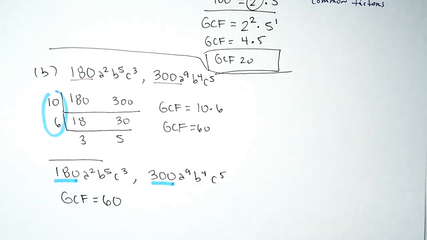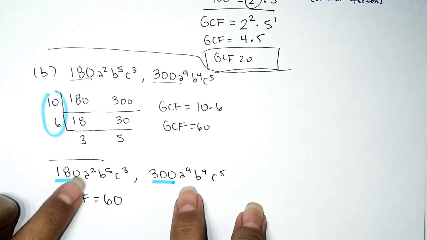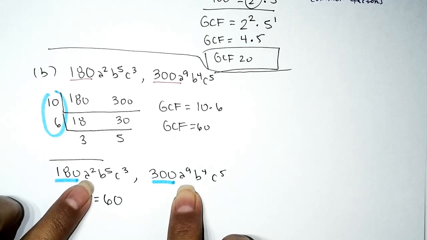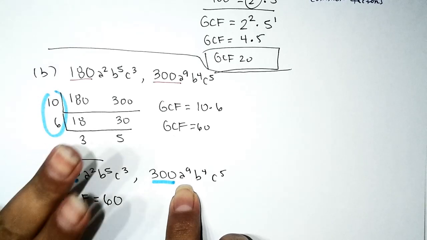But we want to know, what else do the terms have in common? So let's do this. Both of these terms have some A's in common. How many A's do they have in common? The first term has 2 factors of A. The second term has 9 factors of A. So overall, they only have 2 A's in common.